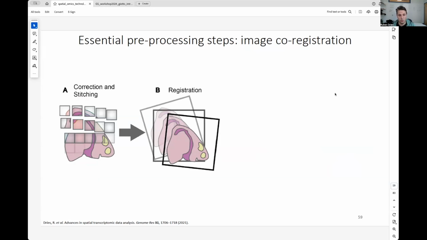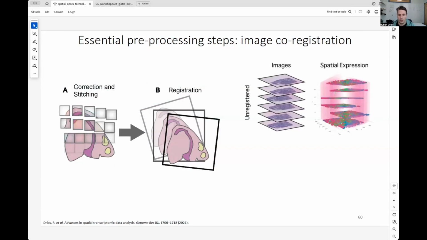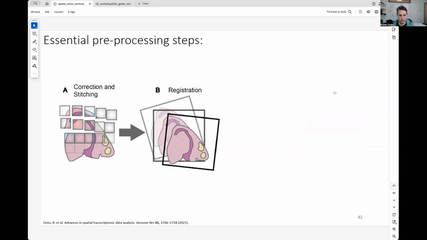You might have multiple data sets from adjacent sections, or from the same section you might have IF data or an H&E and the spatial proteomics or spatial transcriptomics, which you need to register. So you need to find a way to get them in the same coordinate framework. This is just an example of how these images need to be registered so that they're all nicely aligned. You can make a 3D data set or another type of registered data set.